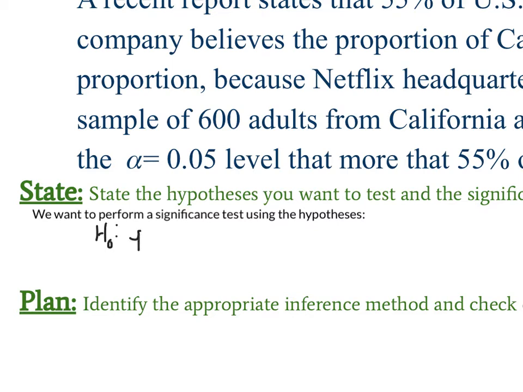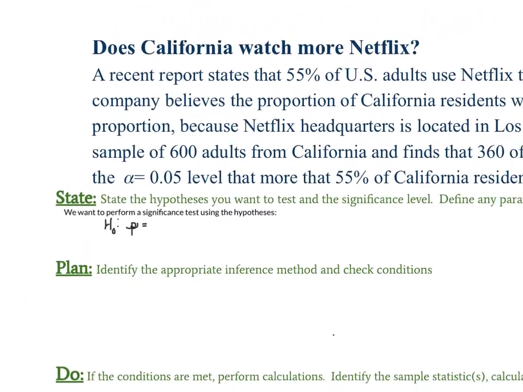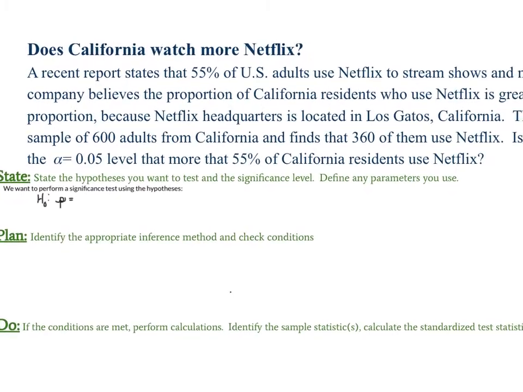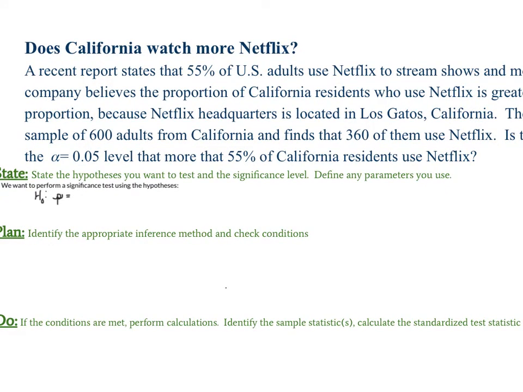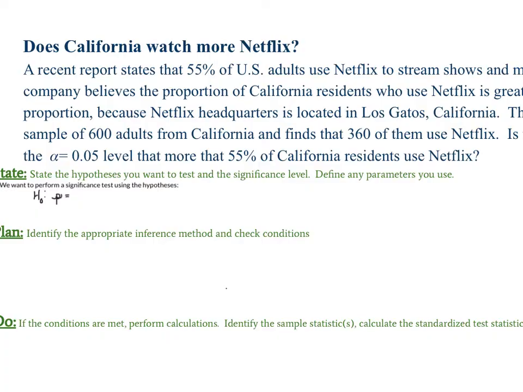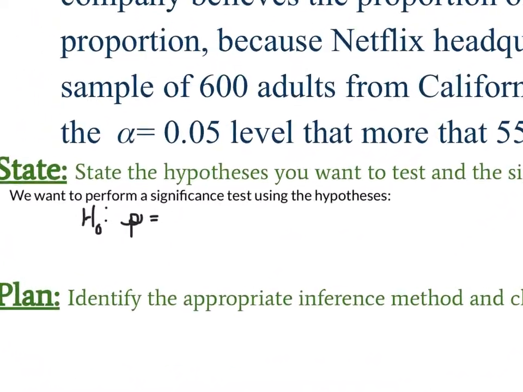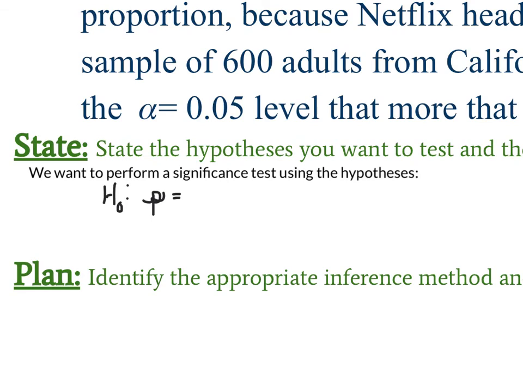We're talking about proportions, so p is equal to, now I'm going to just show you some notation you're going to see, p naught. P naught is the value that you're assuming to be true. Now I don't actually write that in my notation. I'm going to put my actual proportion level, which, if I zoom out, a recent report states that 55% of US adults use Netflix, but they're thinking that more do. So for the null, that's like the no difference, the ho-hum, nothing interesting is happening here. So we're going to say that p is equal to 0.55.